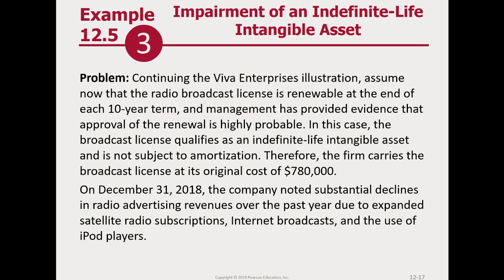day forward. So we're going to continue with the Viva Enterprises illustration, except this time that radio broadcast license is renewable and management expects to renew it. And in this case, then the life is not finite as it was in the previous one. We have an indefinite life intangible asset. So it's the firm bought it and it carries it on its balance sheet for $780,000. There's no amortization over time for this one. In late 2018, the company noted substantial declines in the revenues from advertising.